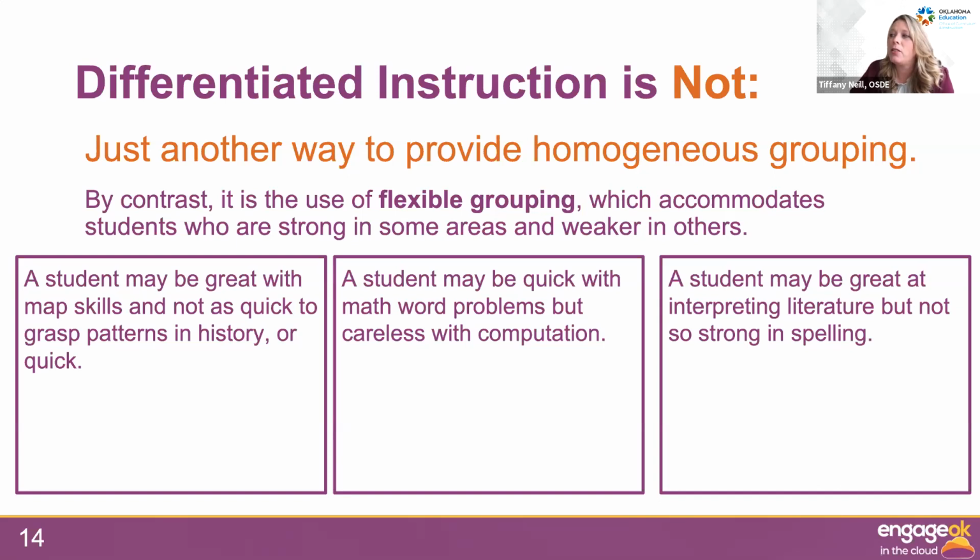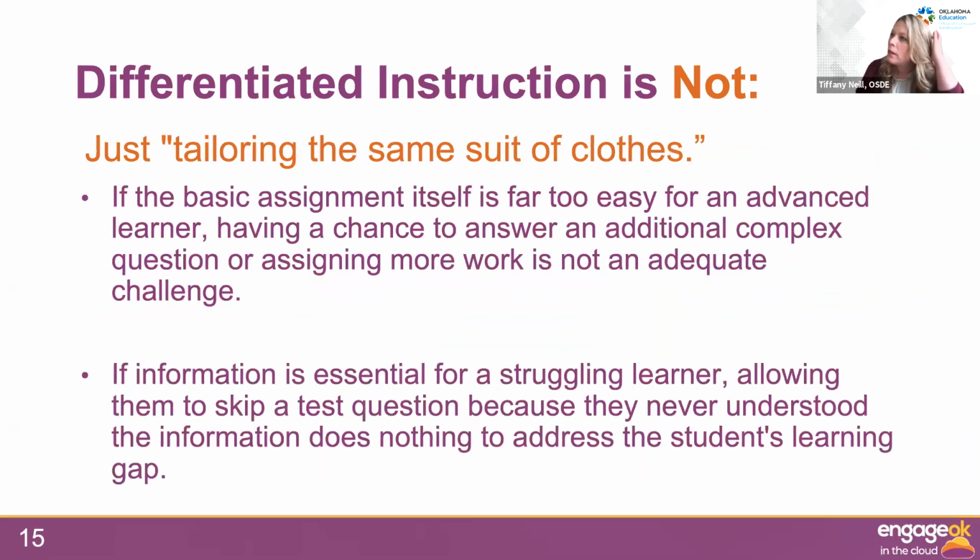We also may see that students are quick with math word problems, but careless with computation, or that students may be great at interpreting literature, but not so strong in spelling. So they have both strengths and some areas for building blocks or growth that they may need to be on grade level instruction. Those differences in abilities or foundational skills may have nuances within a particular topic, where they might be really strong in one area and a little weaker in another.